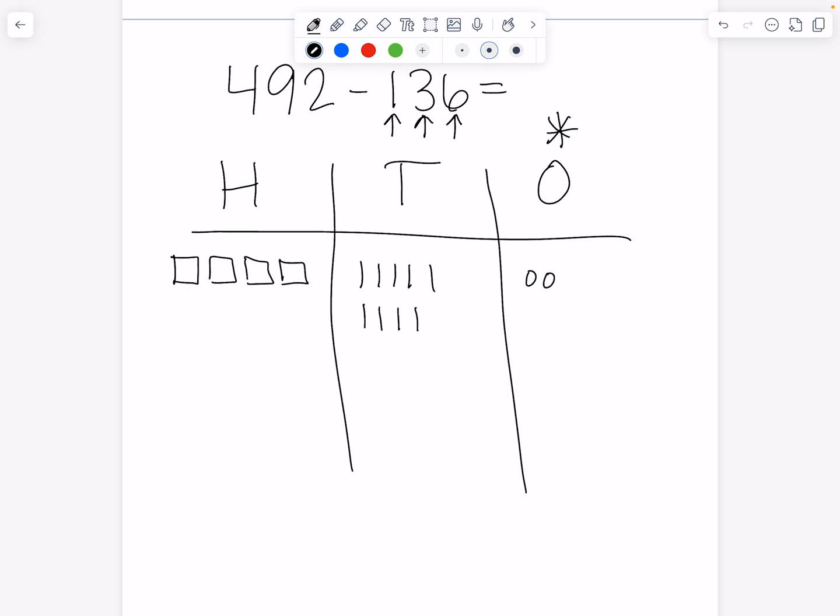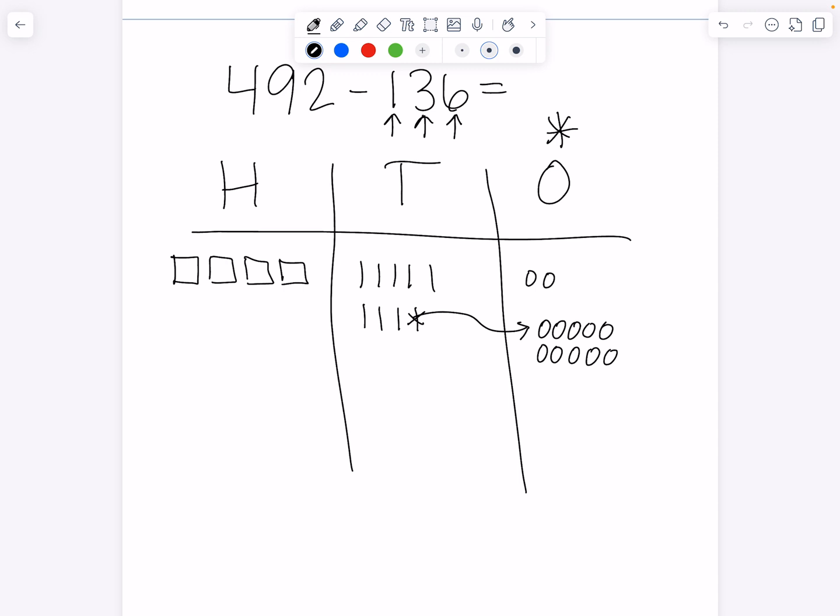All right, so I'm going to go over to my tens place. I'm drawing an X and an arrow, and I am going to trade it for ones. So 1, 2, 3, 4, 5, 6, 7, 8, 9, 10.